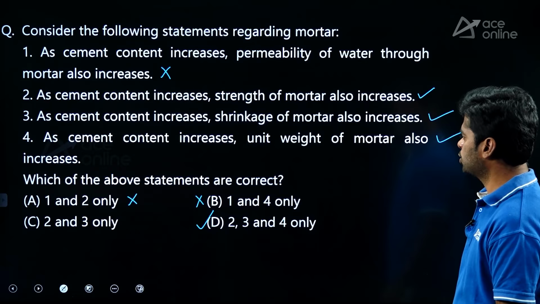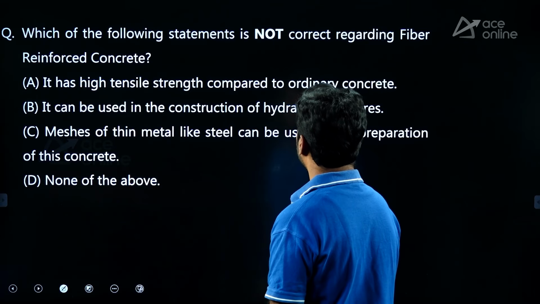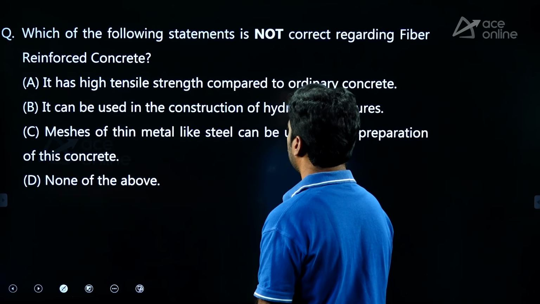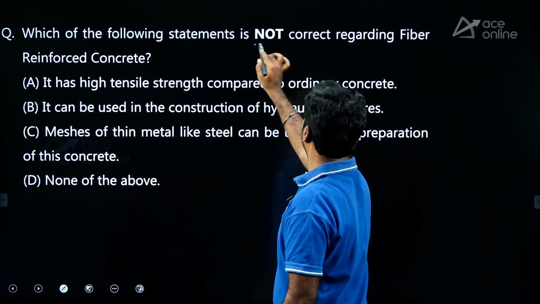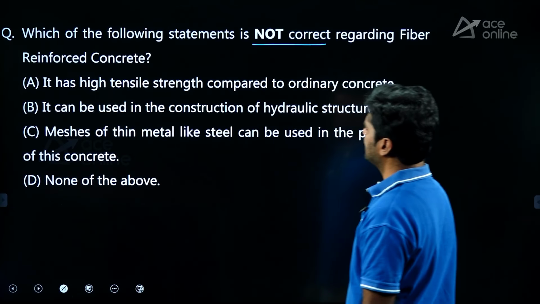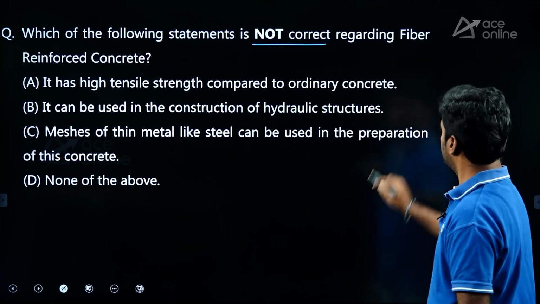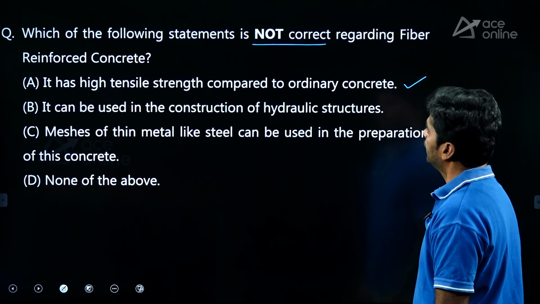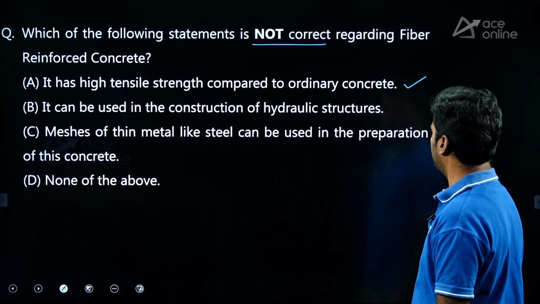Right. Coming to the next question. Which of the following statements is not correct regarding fiber reinforced concrete? It has a high tensile strength compared to ordinary concrete. Yes, it is true, due to fibers. It can be used in the construction of hydraulic structures.